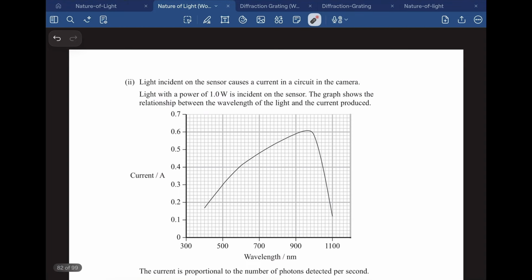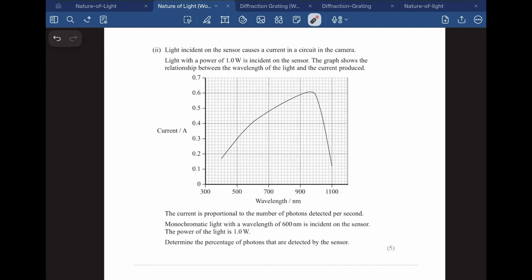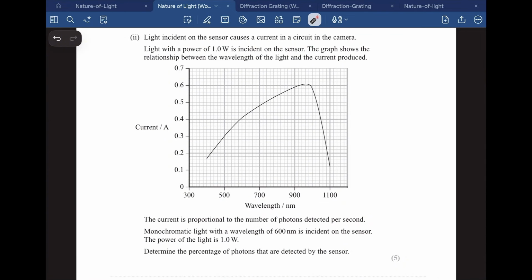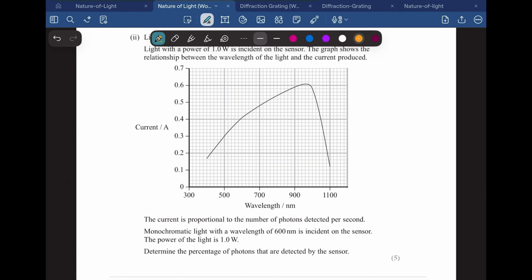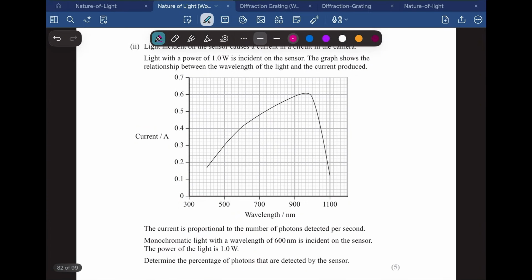Okay, now moving on to the next part of the question. It says the light incident on the sensor causes a current in the circuit in the camera. Light with a power of 1 watt is incident on the sensor. So they have given us the power value that is incident on the sensor. The graph shows the relationship between the wavelength of the light and the current produced. The current is proportional to the number of photons detected per second.